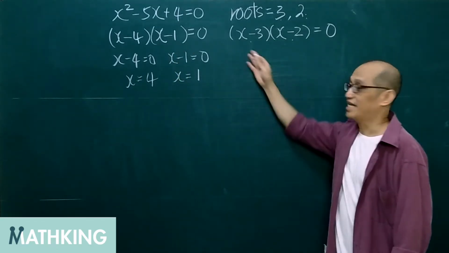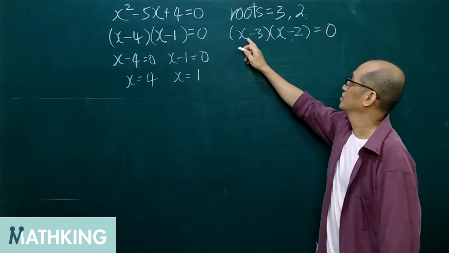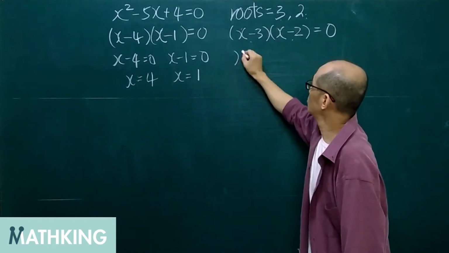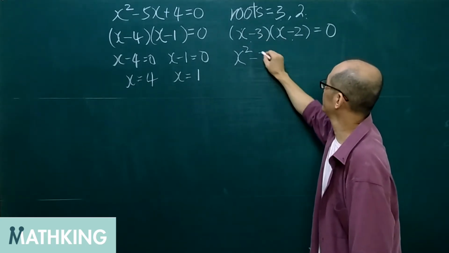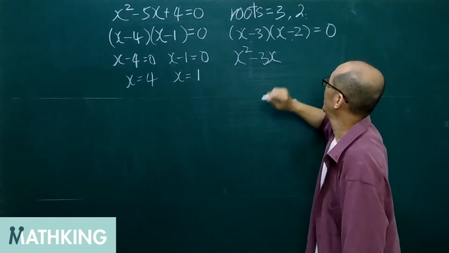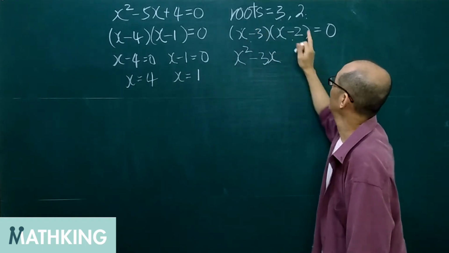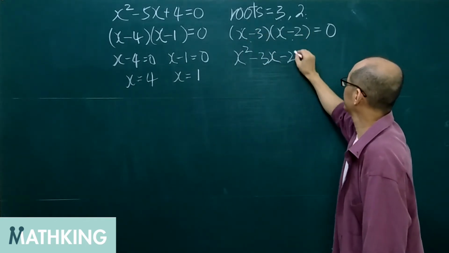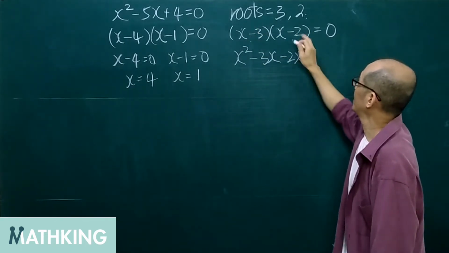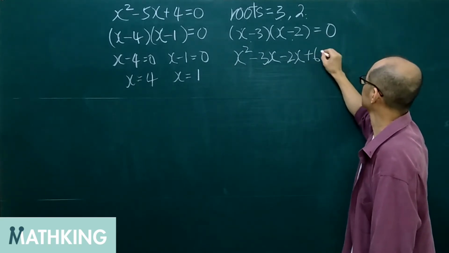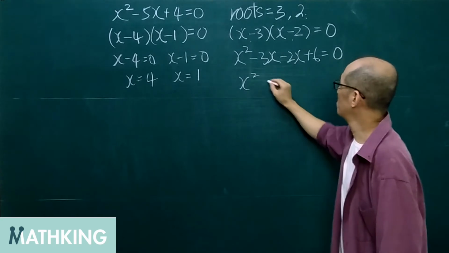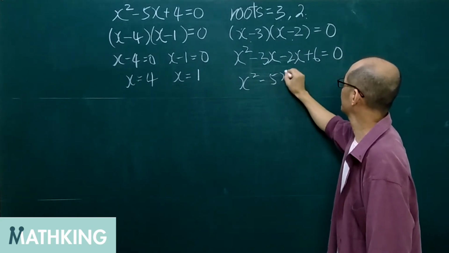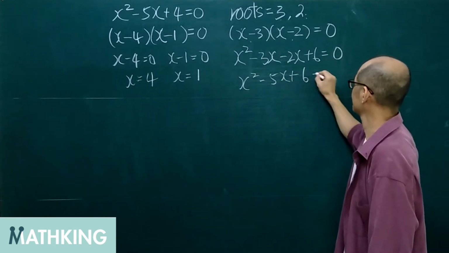Right, now we can expand it. So x times x we get x squared. And then -3 times x we get -3x. And then x times -2 we get -2x. -3 times -2 we get 6. And we get x squared minus 5x plus 6.